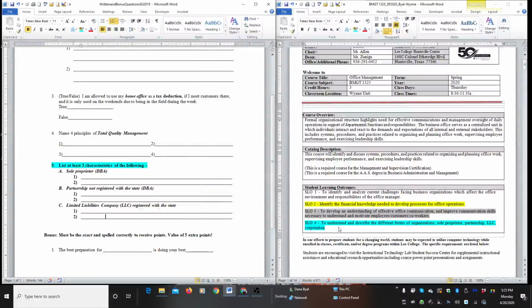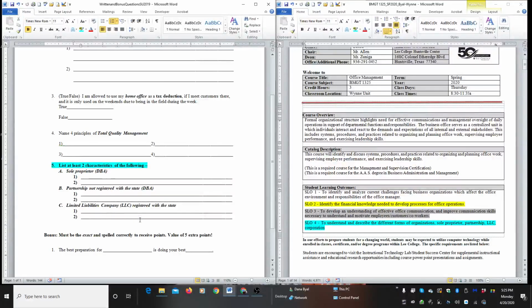Okay, so SLO number 4 is to understand and describe different forms of the organization: sole proprietor, partnership, LLC, and corporation. So this is one way that I have assessed this particular SLO. List 2 characteristics. Again, we have gone over this in class with quizzes, a take-home project. They've had activities in class, so they've seen this more than once and at least 3 different times.